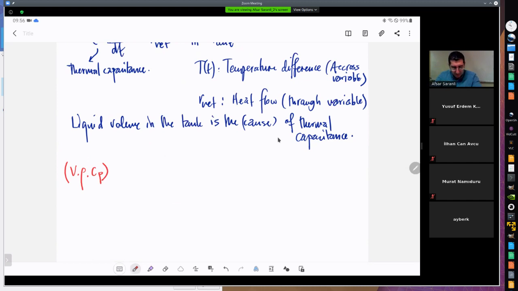So the volume of the liquid, the density of the liquid, and the specific heat give us the thermal capacitance, times dT over dt, our primary output variable of interest, which is equal to R net, which is R in minus R out. Now I need to express what is going into this system and what is going out of this system in terms of heat energy. Can you guys tell me what are the sources of the input heat energy to this system?